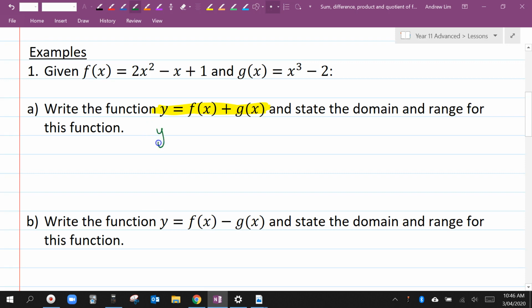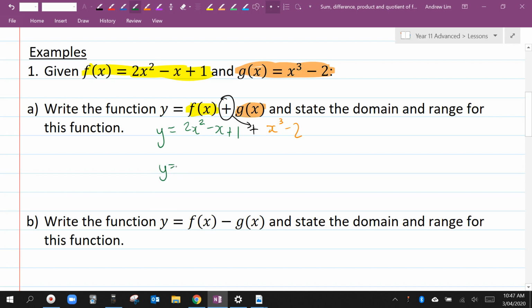So if y is equal to f of x plus g of x and f of x is this, according to that, we can just write this as 2x squared minus x plus 1. Okay, we're just going to substitute f of x with that. We've got a plus sign, so I'm just going to write that down. And g of x, because we need to add g of x, and because g of x is x cubed minus 2, I'm just going to substitute g of x with x cubed minus 2. And so all we're going to do is just now collect like terms.